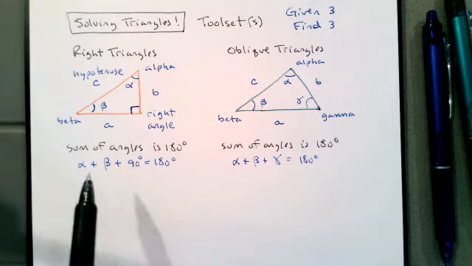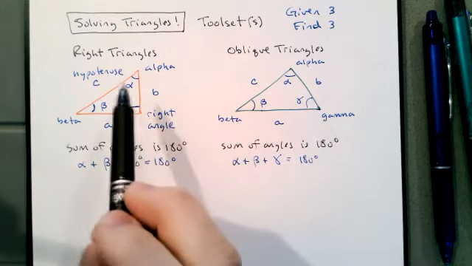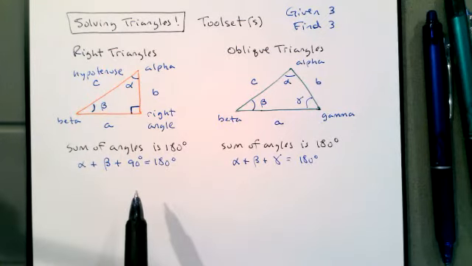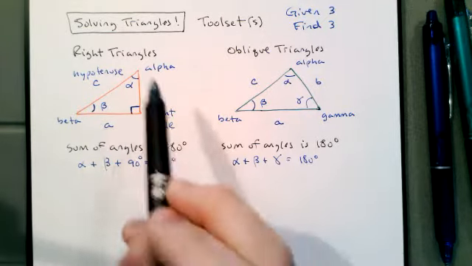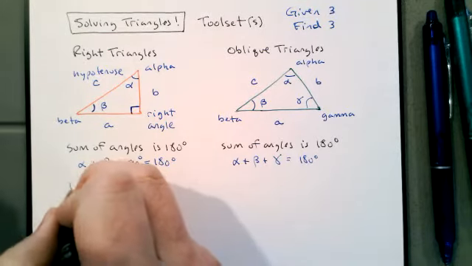So the sum of the angles is a relationship between all the angles in a triangle. We have a tool that only belongs in right triangles, which involves just the sides. What was the tool that involves just the sides in a right triangle? What was that tool called? The Pythagorean Theorem. So that's a good thing to have.